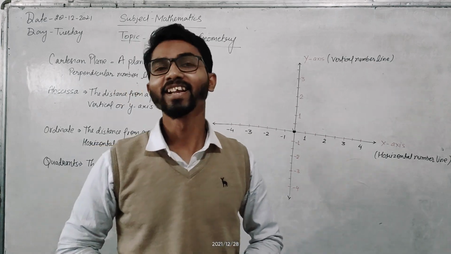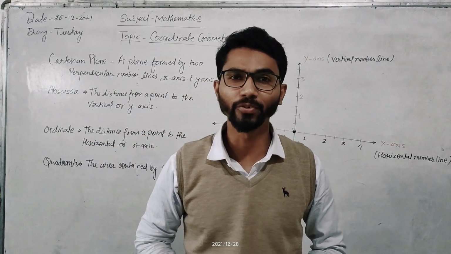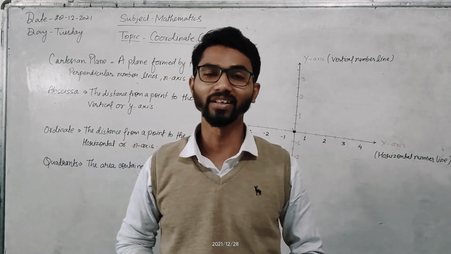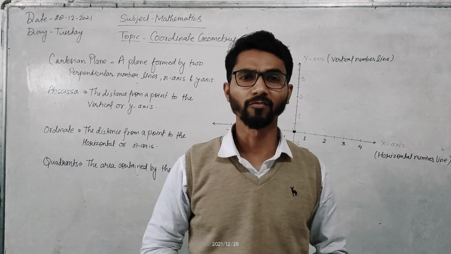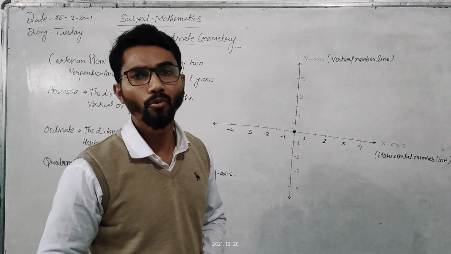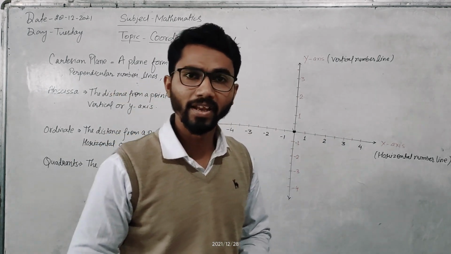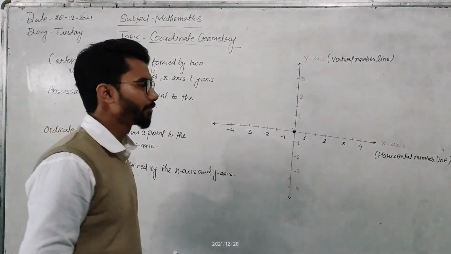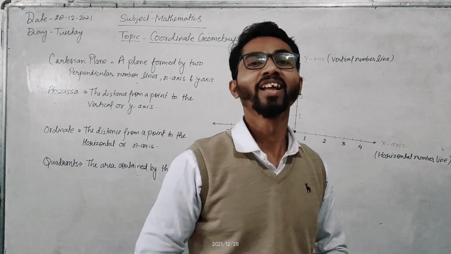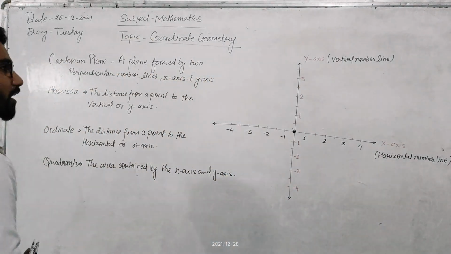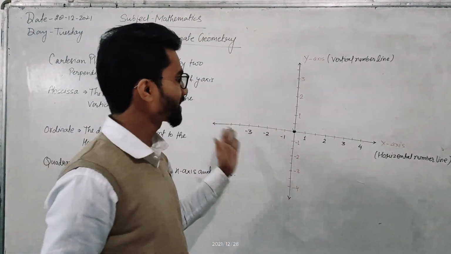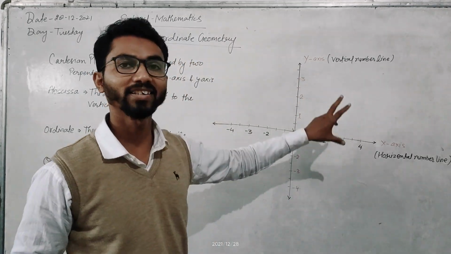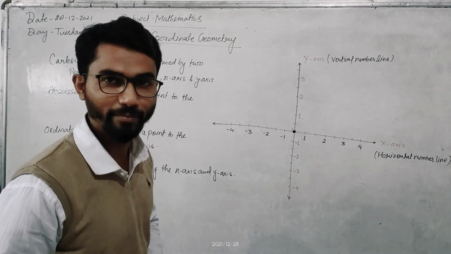Myself Hasnath sir, I am going to teach you a very wonderful topic of mathematics, that is coordinate geometry. Coordinate geometry is a branch of mathematics which deals with the coordinates and two-dimensional plane distance. Okay, what do you mean by two-dimensional plane? Two-dimensional plane is about the two axes, that is y axis and x axis. The combination of these axes is known as the Cartesian plane.